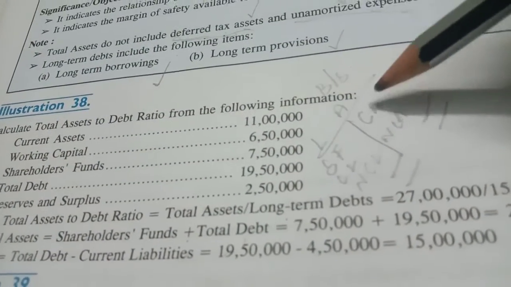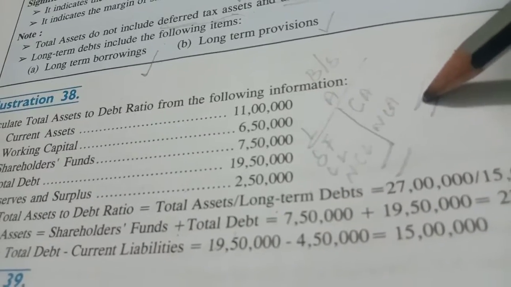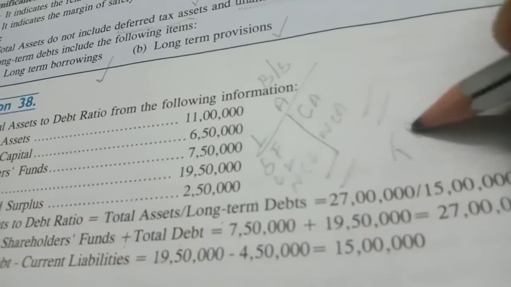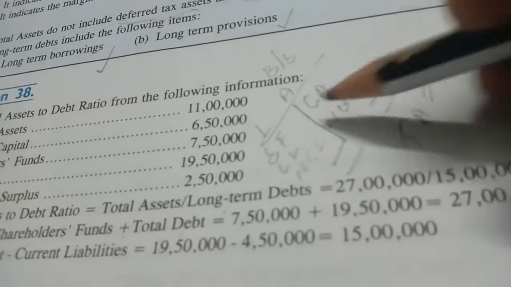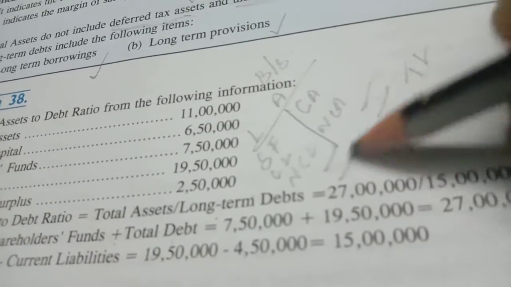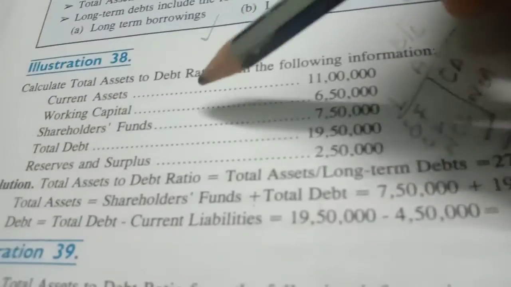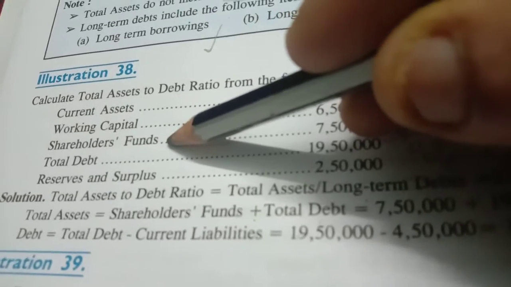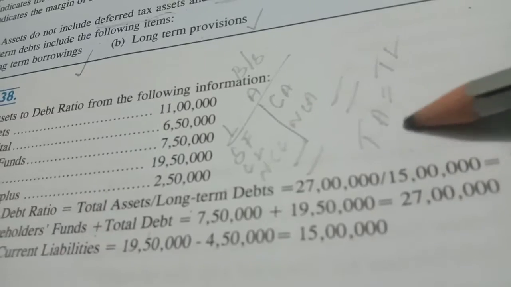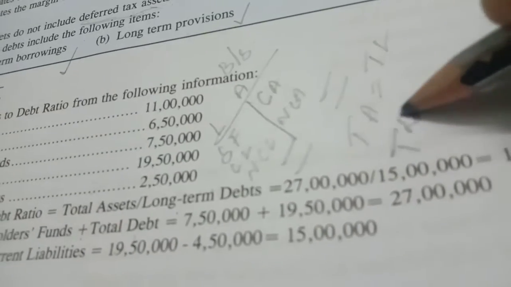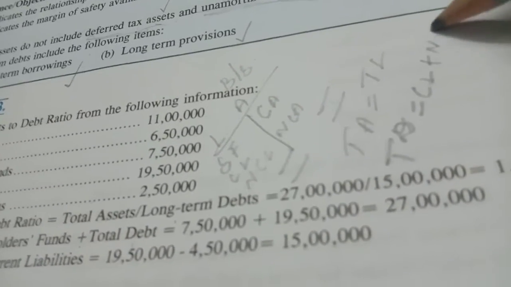Even if current asset and non-current asset are not given, the total asset is equal to the total liability. In the balance sheet, the asset and liability should tally. So total asset equals total liability. In this sum, you have the shareholders' fund and total debt. What is the total debt? Total debt equals current liabilities plus non-current liabilities.